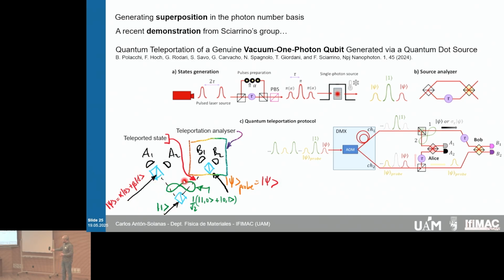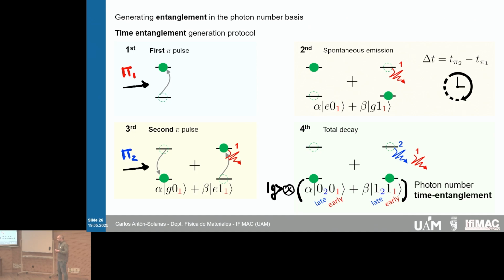Then the entangled state that they generate here is a Bell state that is encoded in space. So they send a single photon here that is divided in these two paths, making this 1,0 plus 0,1. And then it comes the teleportation analyzer that tells you that effectively you have teleported these two coefficients to this mode here. So it was very funny to see this result, that somebody managed to make something useful out of this superposition state. Okay, the next step for us was to try to demonstrate the generation of entanglement.